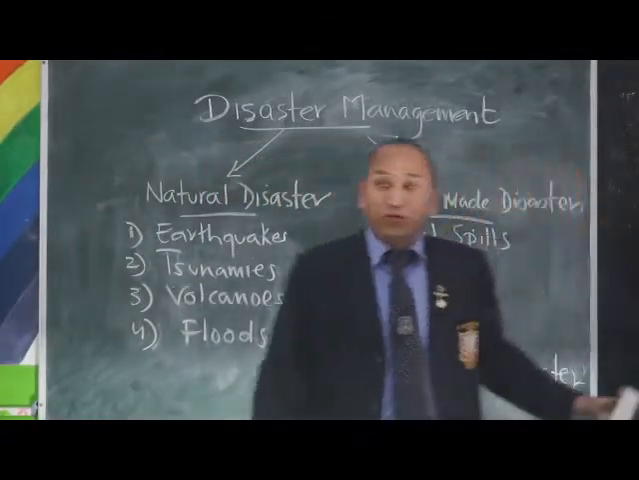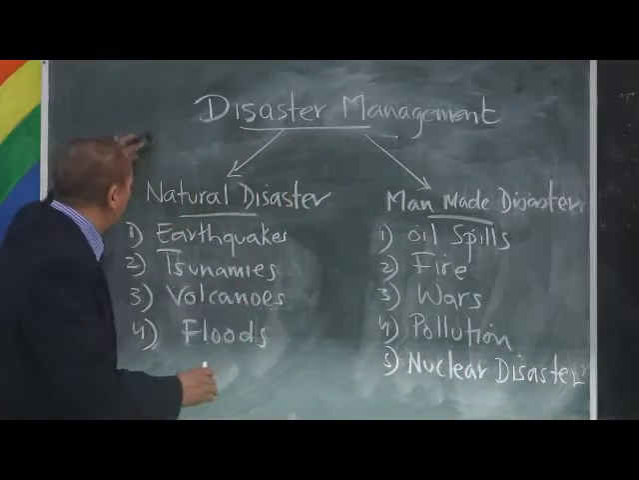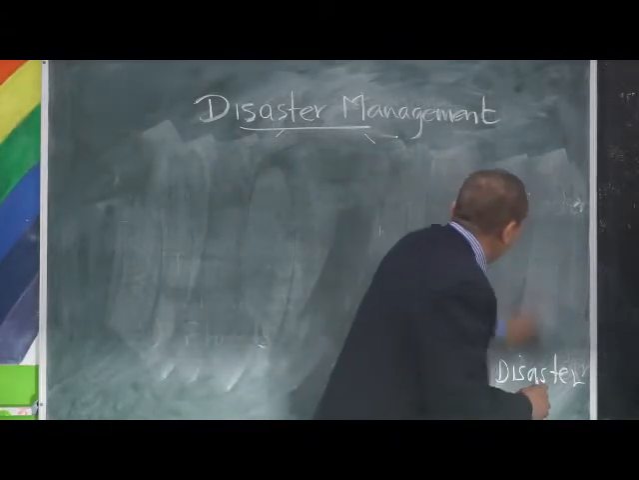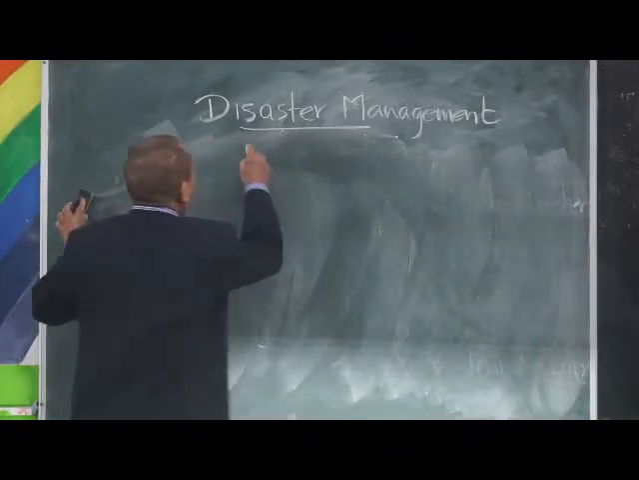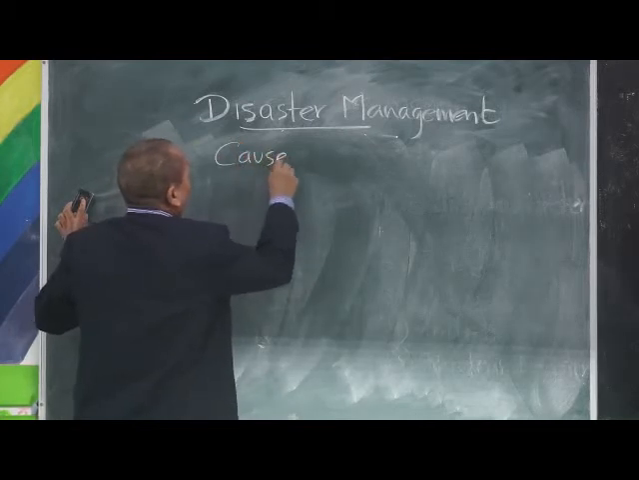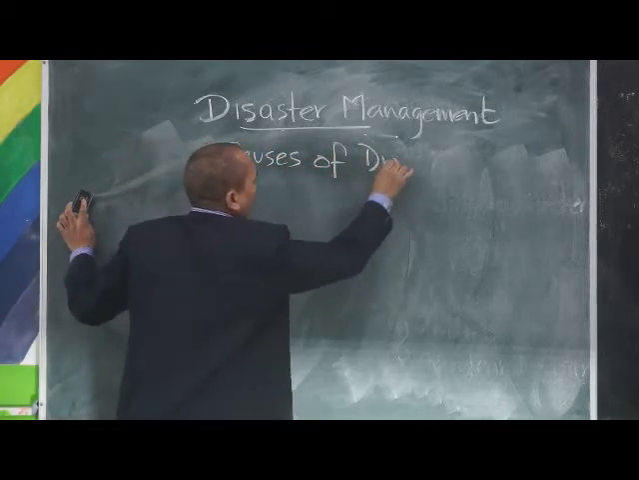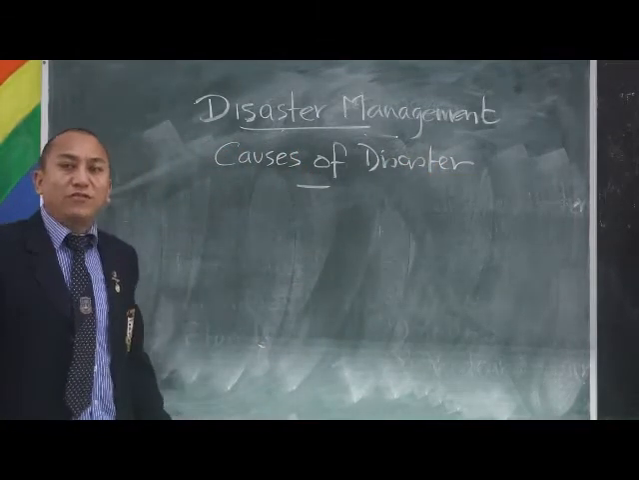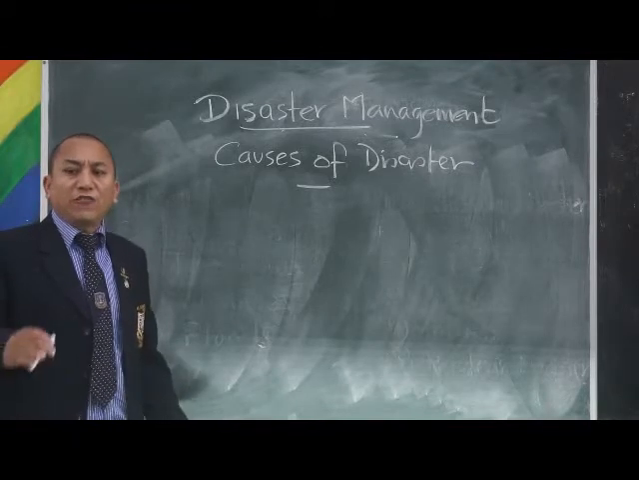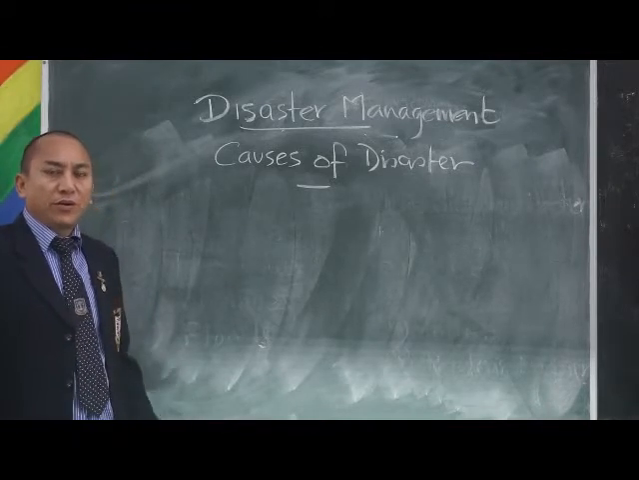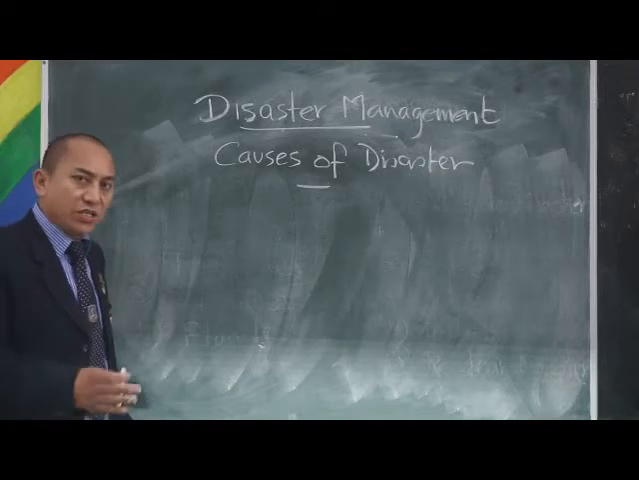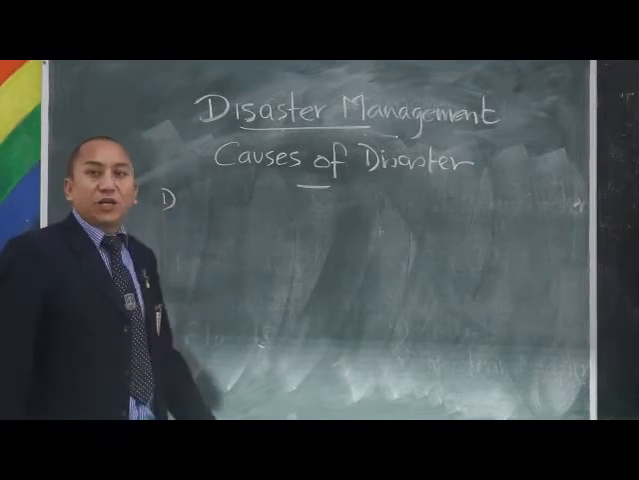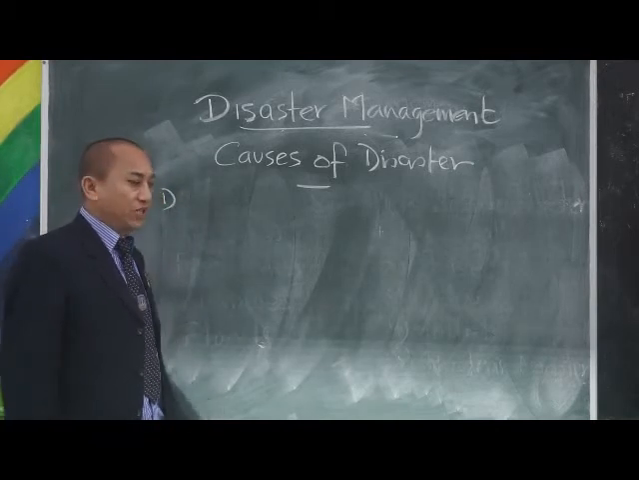Now let us see the causes of disaster. What are the causes of disaster? So I'm just going to rub this out. And let us see the causes of disaster. Now there are different causes of disaster. There are 3 important points we need to discuss in this class. The first one is geographical disaster.